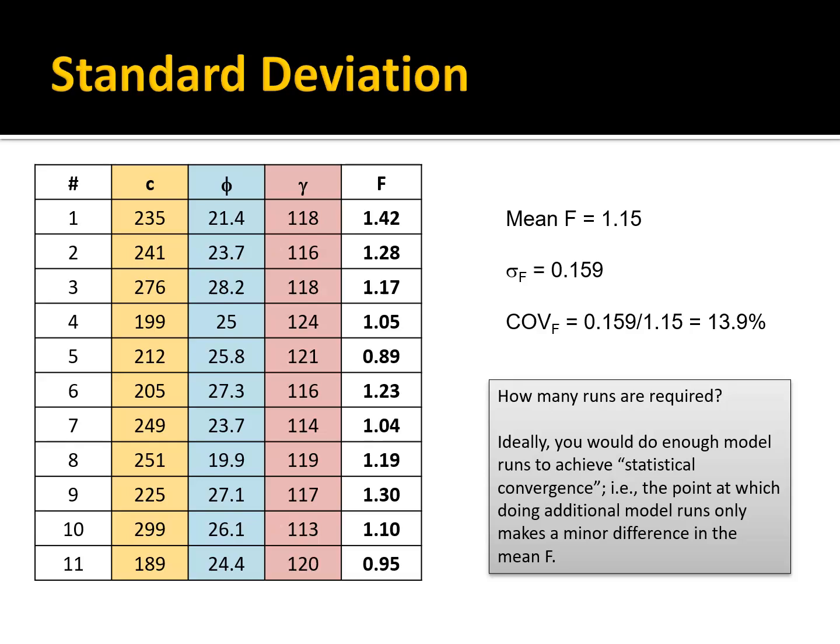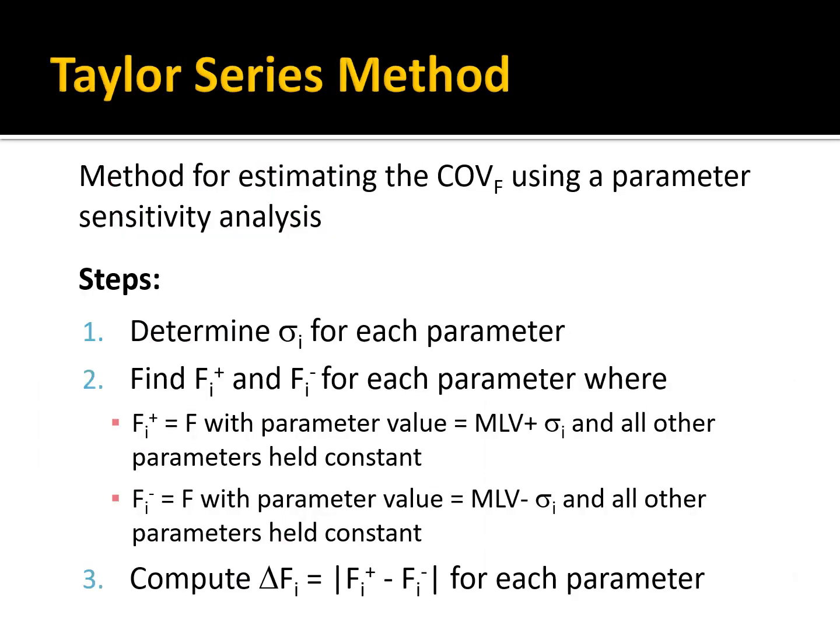The problem with this method is that generally you have to run several hundred simulations in order to get statistical convergence. And if it's a really simple problem, maybe you could automate that. But if you're having to run that multiple times in something like UTexas, that would be a lot of work. And so there's another way to do it, which requires much less work, and it's called the Taylor series method.